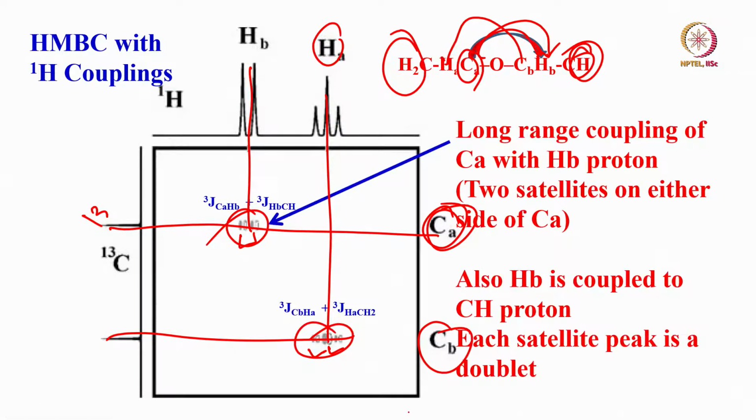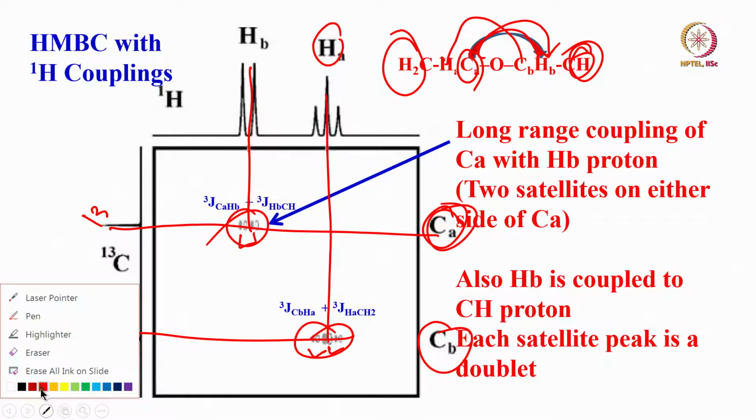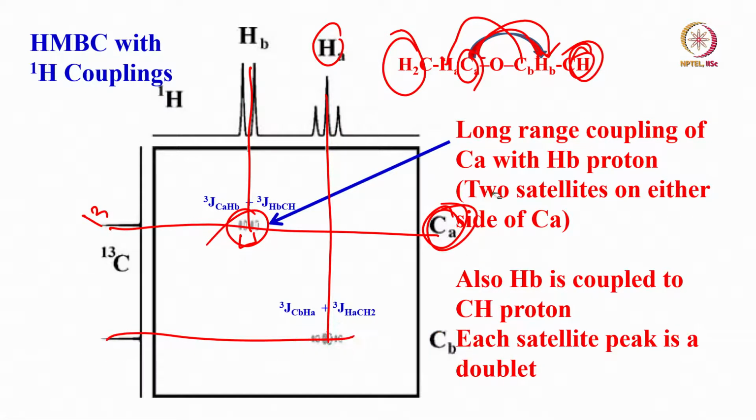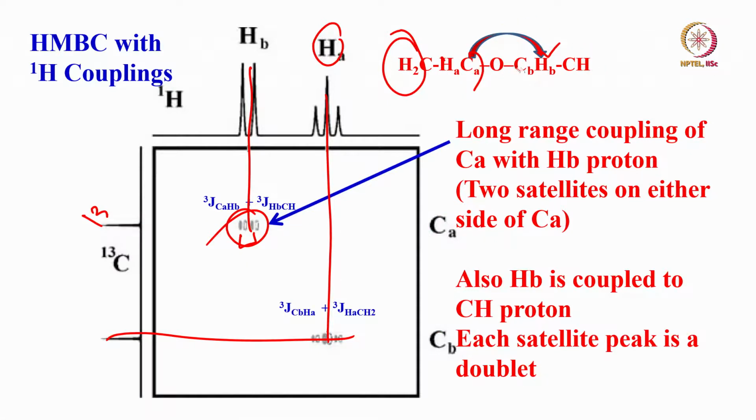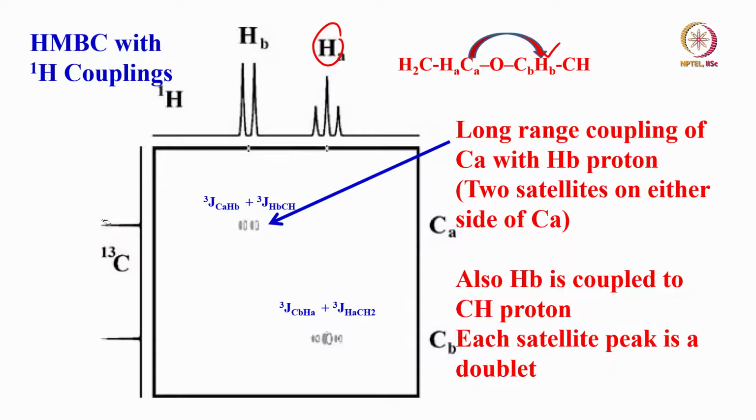Okay, this is what is going to happen. So this is the thing you should remember. In the case of this one, see, this is the long range correlation here. So there is long range correlation, coupling of carbon A with proton, 2 satellites on either side. Also HB is coupled to the CH proton. Each satellite peak is a doublet. That is for this one.